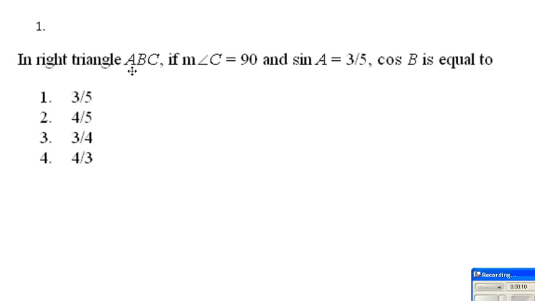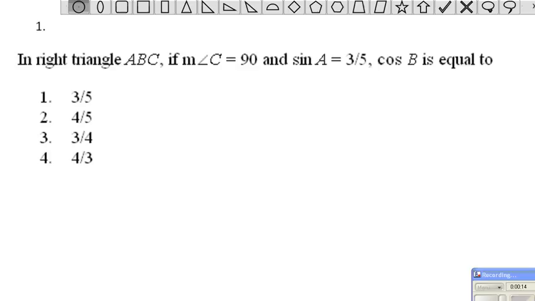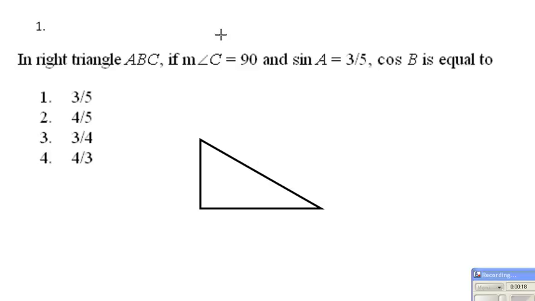It says in the right triangle ABC. So let us try to draw a right triangle. Now, I'm going to assume that this will be that particular triangle. Here we realize that C is equal to 90 degrees. So let's put C here, and I'm going to put A here and then B here, for that matter.